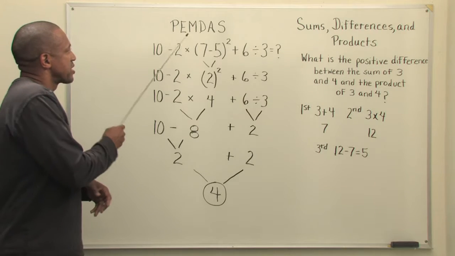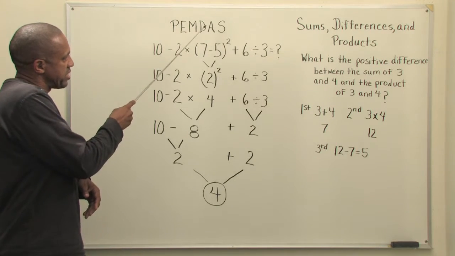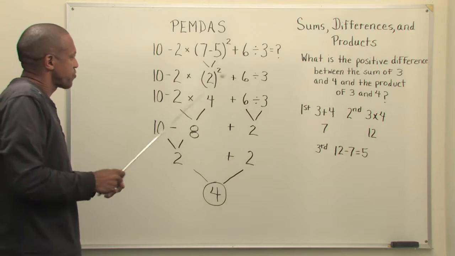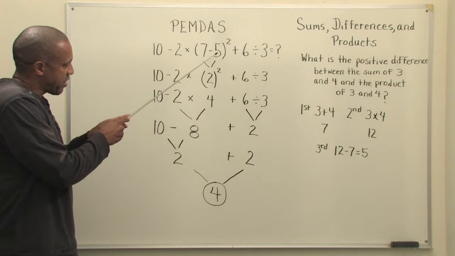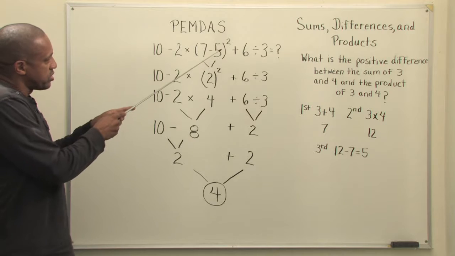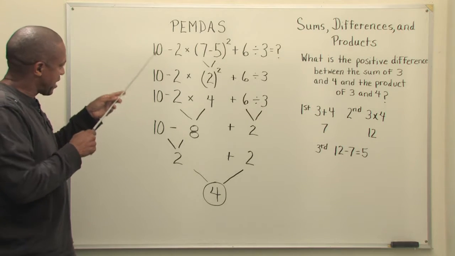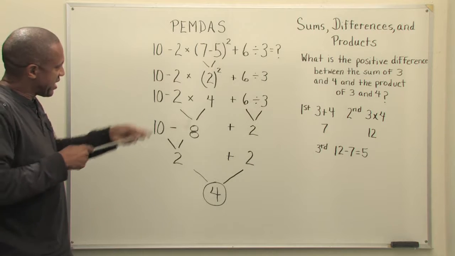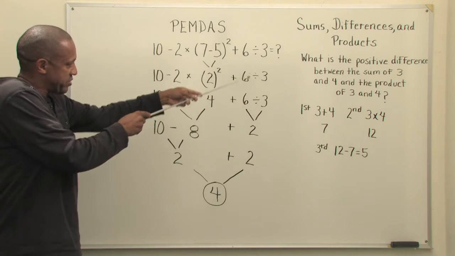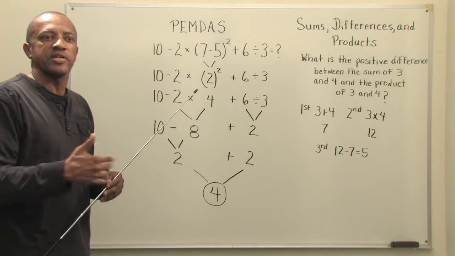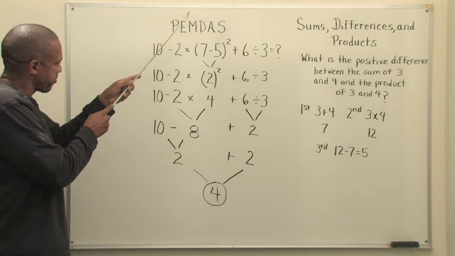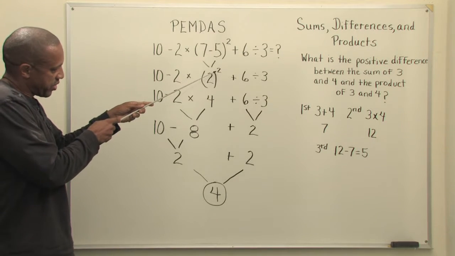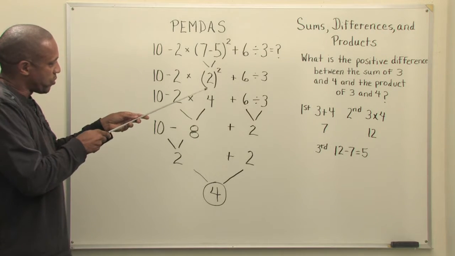I mentioned PEMDAS means parentheses, exponents, multiplication, division, addition, and subtraction. In this problem, you want to do parentheses first. So that's 7 minus 5, which gives you 2. You bring down the exponent, and I like to bring down everything else too, including the signs, all the way down to the division. I like to do that because it keeps things in order and it helps you not get mixed up. Okay, we've done the parentheses. Next is the exponent. The only exponent here is this 2. 2 to the second power is 2 squared, or 2 times 2, which is 4.